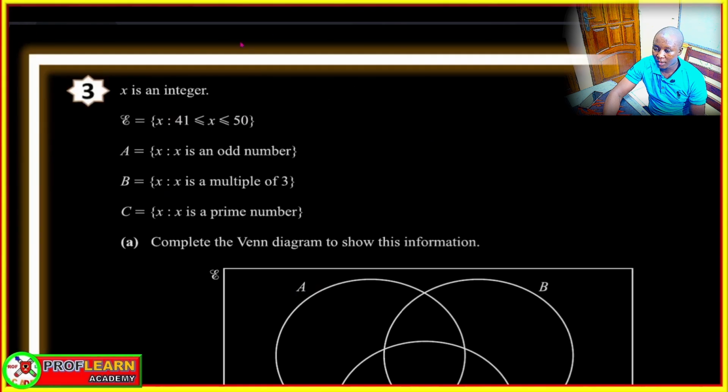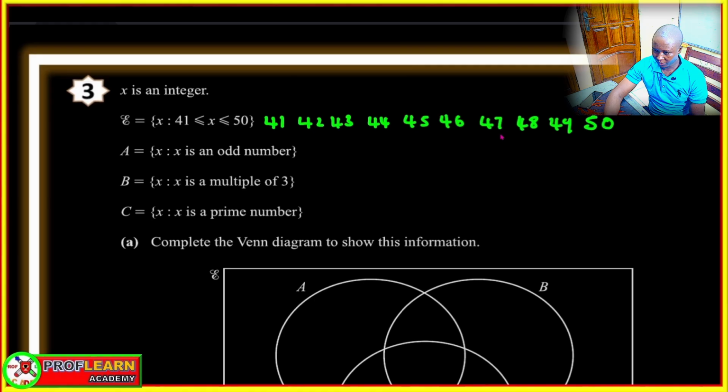I want us to look at a Venn diagram. The first thing that candidates were supposed to do here is to list the elements for each set, because here we were told integers from 41 to 50. Set A is odd numbers. We're going to list all odd numbers between 41 and 50.